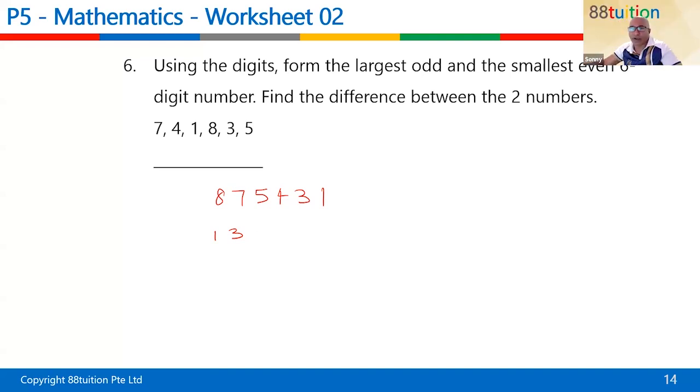Question 6 wants you to find the largest odd number using the numbers given. And likewise, you have to find the smallest even number using the same numbers. So the odd number, I've already given that to you. So the smallest even number, you're going to start with 1, 3, 4. 1, 3, 4, 4, then 5, 7, 8. 7, 8. Okay, what's the difference between these two? Take your time, don't rush.